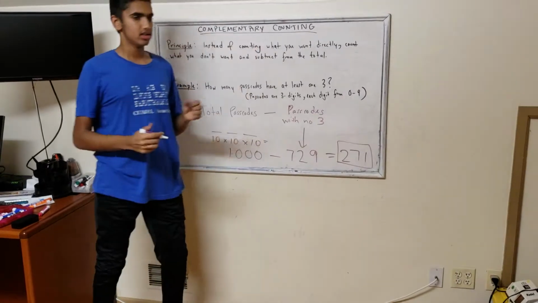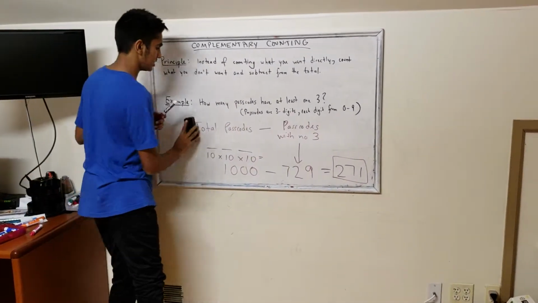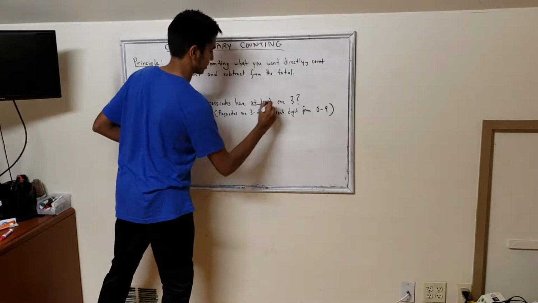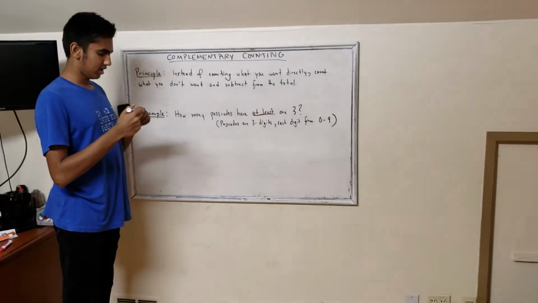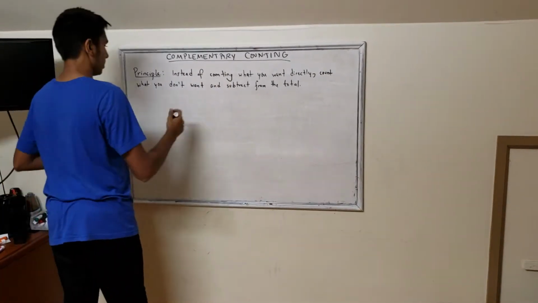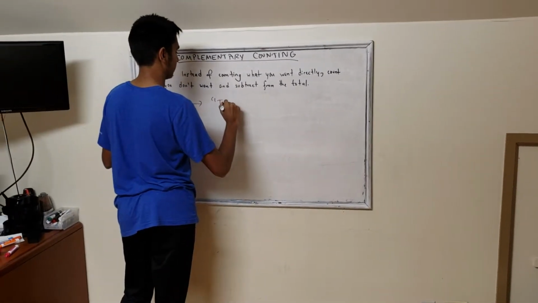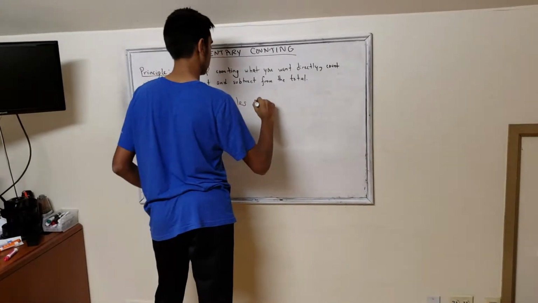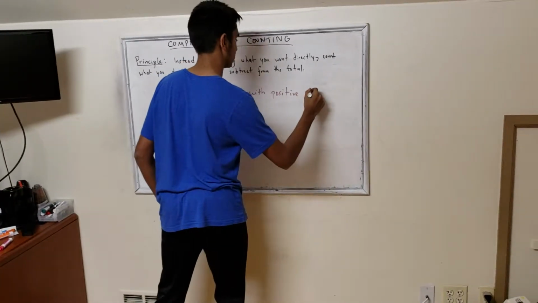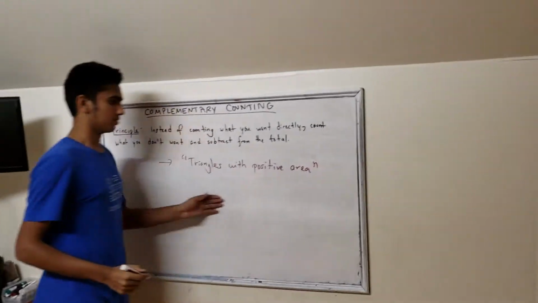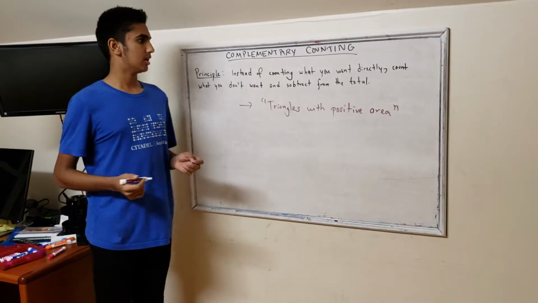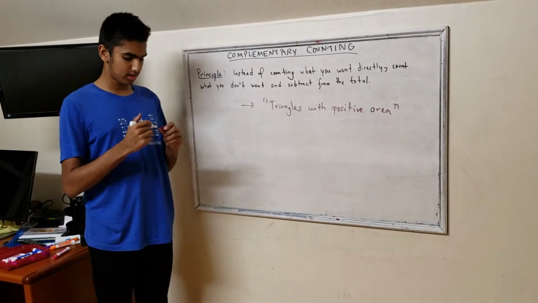So now, how do you know when to use complementary counting? The first hint, and the hint that really gives away this problem, is the words "at least." The words "at least" really demonstrate that you need complementary counting. Another hint is when they say triangles with positive area. There are a lot of problems that deal with triangles with positive area, especially as you go to more high school math, so it is good to use this technique for that. Other than that, it's mainly when you're stuck with directly counting it and you need a better way to do it.